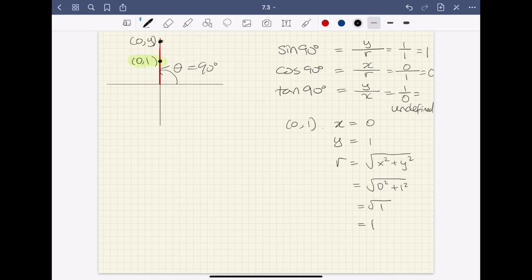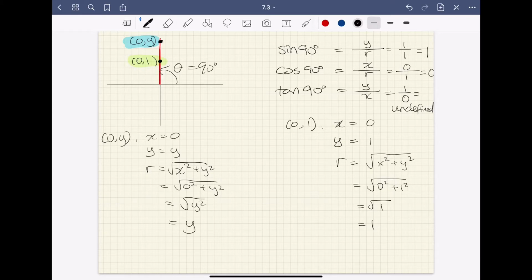If you guys wonder if the three trig ratios are the same if you're using another point on the terminal arm, I'll tell you that they are the same. So let me do 0, y as an example to show that. If I'm using 0, y, then x is 0, y is just y, and r is equal to the square root of x squared plus y squared, which is the square root of 0 squared plus y squared, and that's the square root of y squared, which is just y, right?